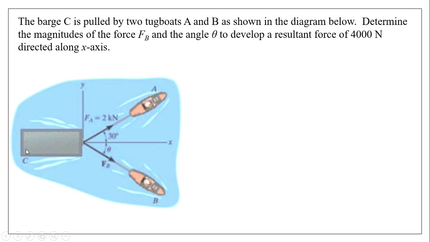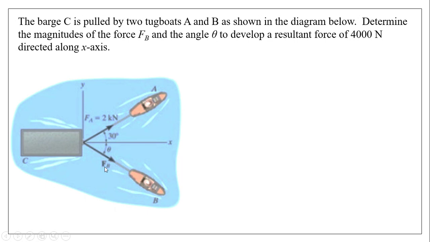So essentially, here's the barge being pulled by two tugboats, but the statement is saying that the barge is going to move only in the forward direction, because it produces a resultant force of 4,000 newtons along the x-axis. So it is just moving straight to the right. It's not being pulled up or down. The phrase resultant force suggests that that is the only force that is left over, or the net force in this particular diagram. All right, so let's go and crack it out.